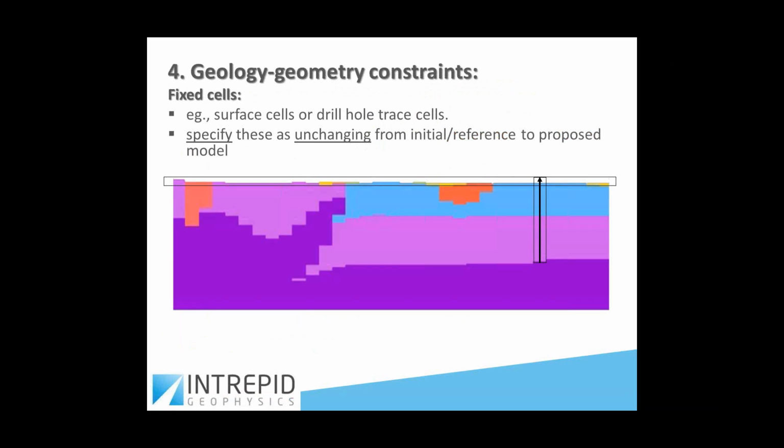A fourth way that we can set up some rules for geology geometry is to actually fix cells. So here is one which shows the bounds of selecting some cells which we don't want to allow them to move or to change identity during the inversion run. So they may be surface cells, or they may be cells that interact or are along the trace of a drill hole, and these can be set as unchanging.